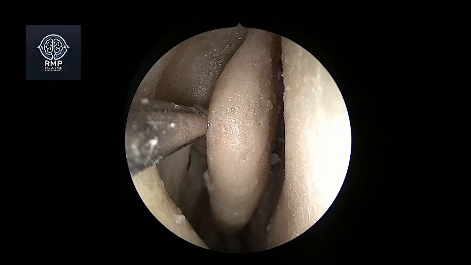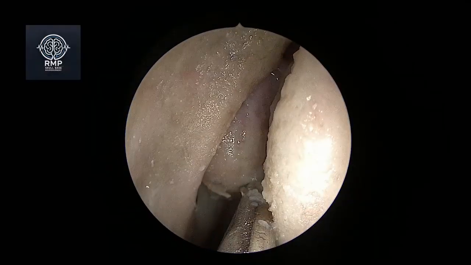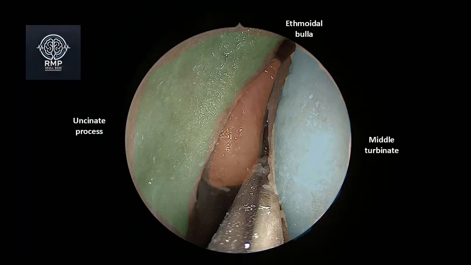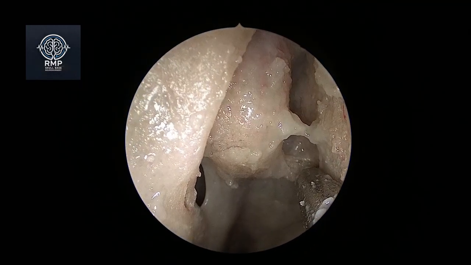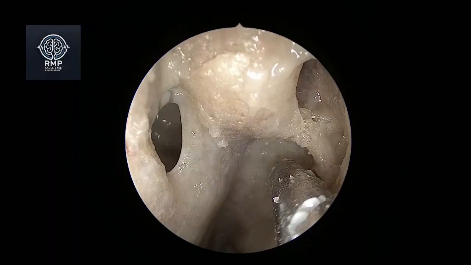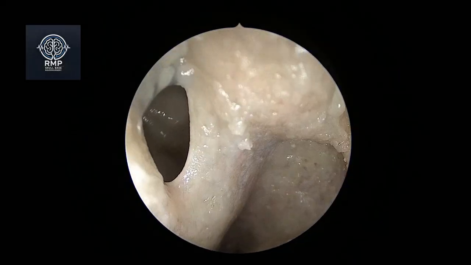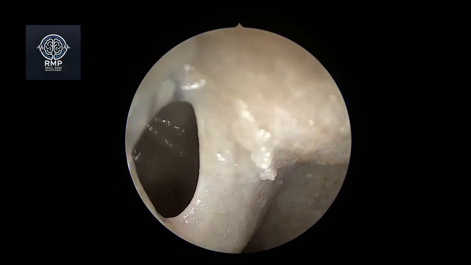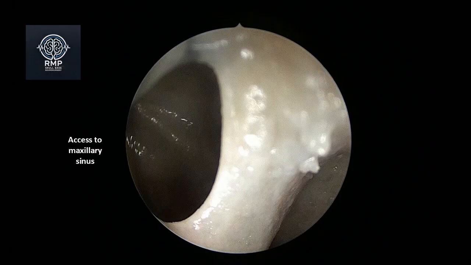Now, returning to the middle meatus, we mobilize the middle turbinate, and we can observe the hiatus semilunaris, a curved groove between the uncinate and the bulla. At its base lies the maxillary ostium, which opens into the maxillary sinus. See here, for reference, the anatomical relation between the bulla and the maxillary sinus.